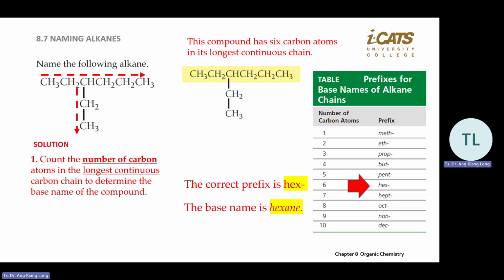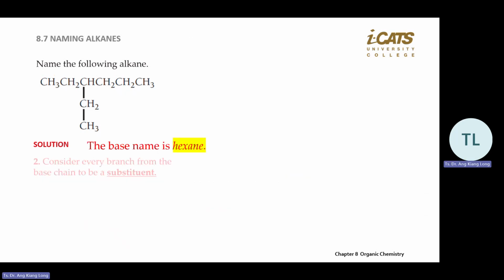Why? Because if you write the full formula, you can calculate it: CnH2n+2. Right? So 1, 2, 3, 4, 5, 6, 7. Then how many H? 3 plus 2, 5, 7, 9, 12, 14, 17. Okay, 17, correct.